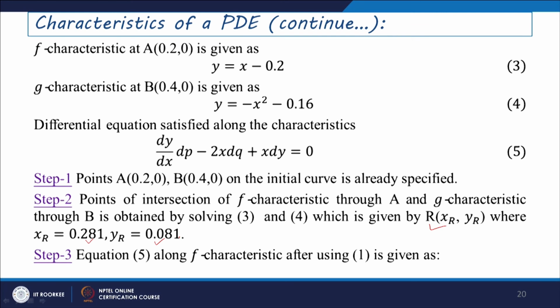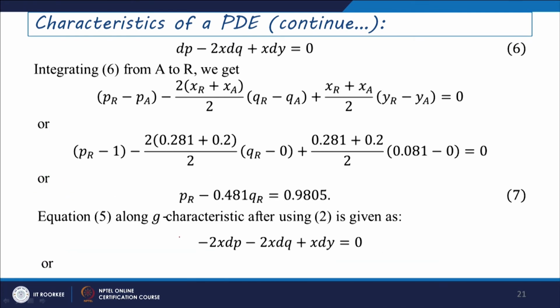And if you just follow equation 5 along the f characteristic, after using equation 1, we can get it as dp minus 2x dq plus x dy equals to 0. And if you just integrate this equation from a to r, we get pr minus pa minus 2 into (xr plus xa)/2, we are just taking the average here, and qr minus qa plus (xr plus xa)/2, x is the average we are considering, and the dy integration is varying from a to r. So, that is why it is considered as yr minus ya equals to 0 here.